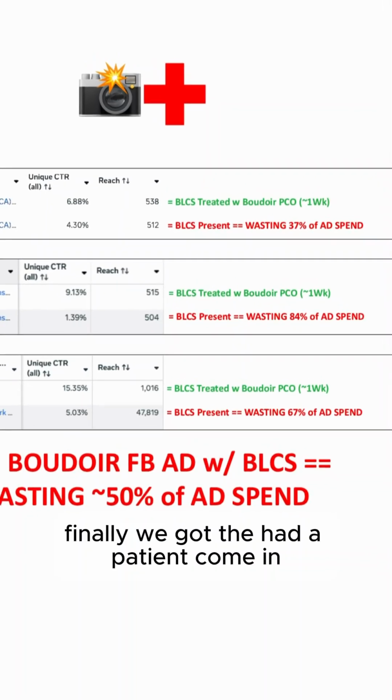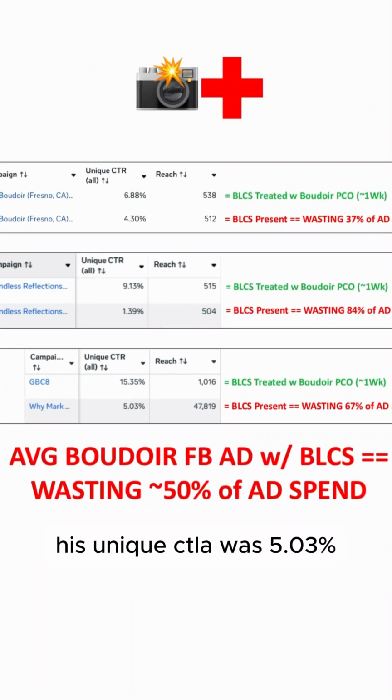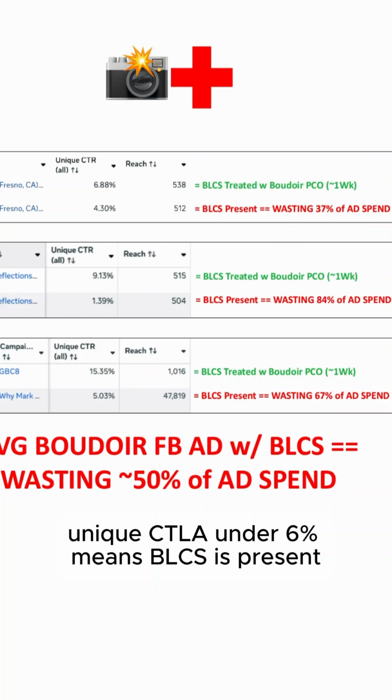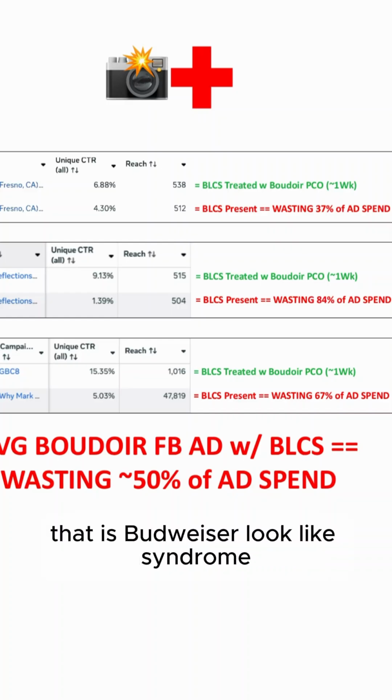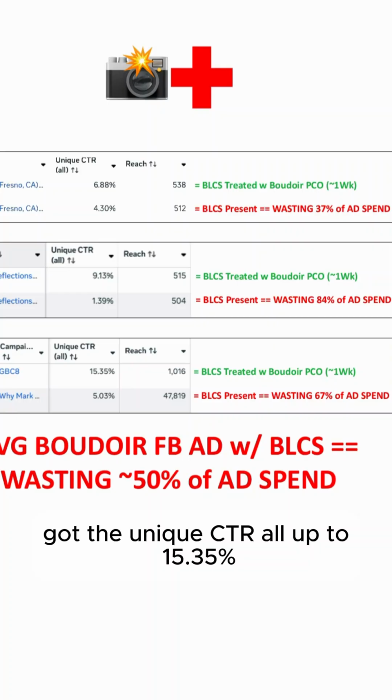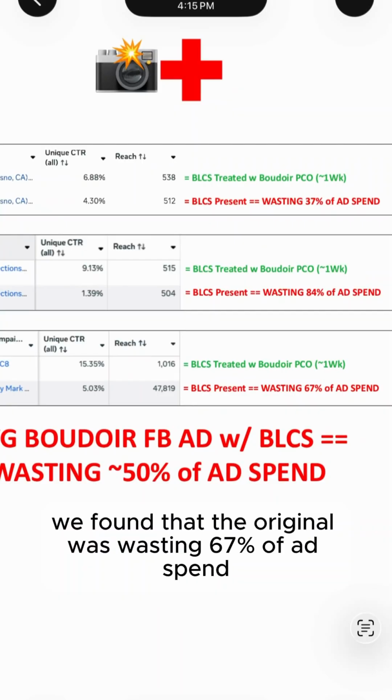Finally, we had a patient come in. His unique CTR was 5.03%. So we knew that BLCS was present. A unique CTR under 6% means BLCS is present. That is Boudoir low click syndrome. So we treated it with Boudoir Pico. Took about a week. Got the unique CTR up to 15.35%. So we found that the original was wasting 67% of ad spend.